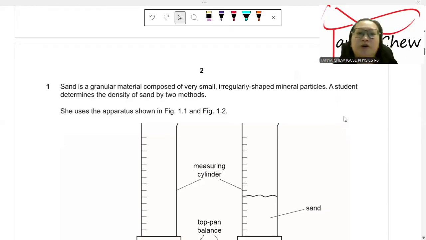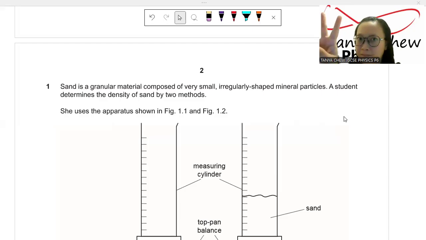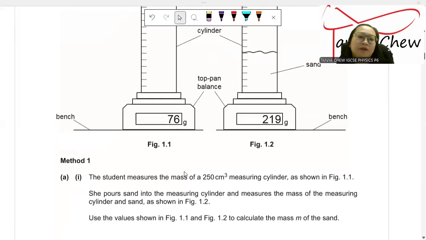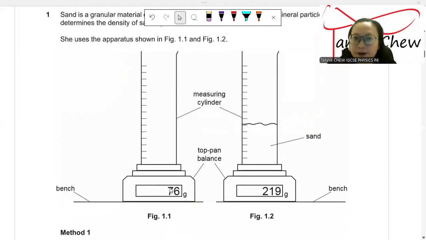Sand is a granular material composed of very small, irregularly shaped mineral particles. A student determines the density of the sand by two methods. She uses the apparatus shown in Fig 1.1 and Fig 1.2. Method 1, A part 1. The student measures the mass of a 250 cm3 measuring cylinder as shown in Fig 1.1. So the question has already stated this is actually the mass of the measuring cylinder.